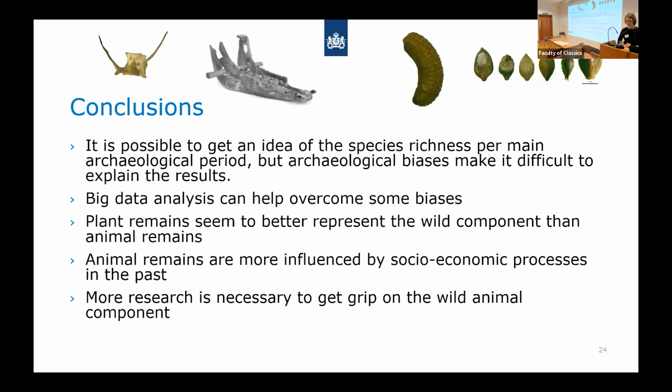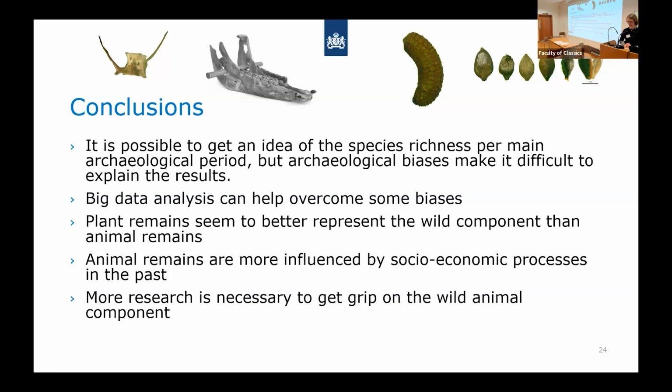After reworking of the data and doing a lot of additional analysis to look at the influence of archaeological biases, we were able to come to the following conclusions. It is possible to get an idea of the species richness per main archaeological period, but archaeological biases make it difficult to explain the results. That's also why I'm not showing the results, but I'm happy to share it with you, because I think it triggers a lot of discussion about what we are actually seeing. Big data analysis can help overcome some biases like preservation conditions, research intensity, and excavation practices. I think it is reasonable to assume that this is the case.